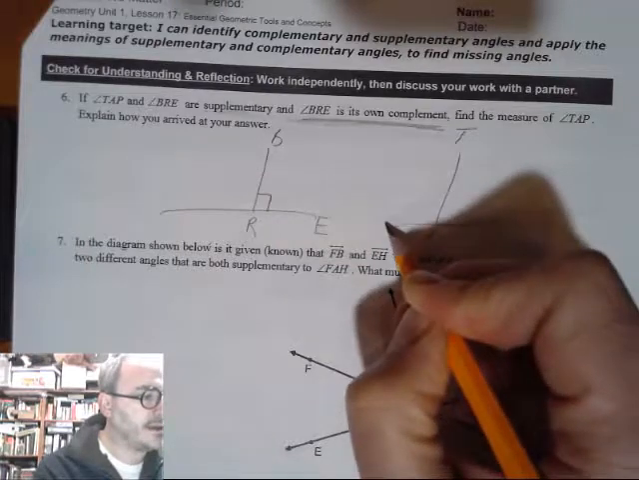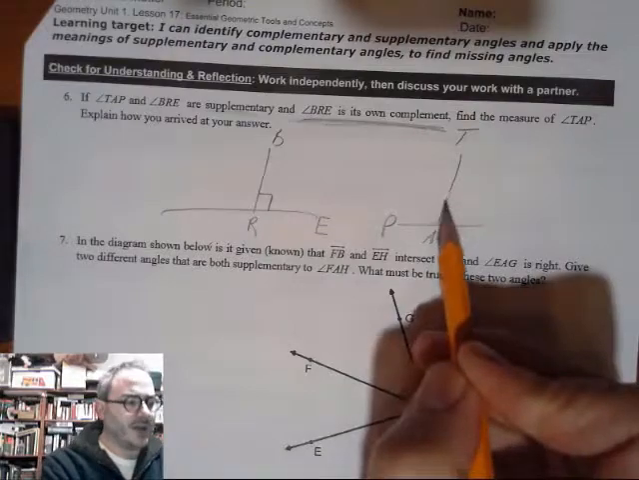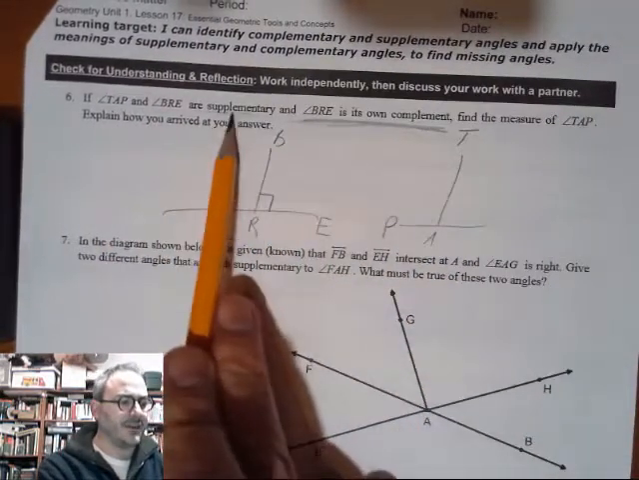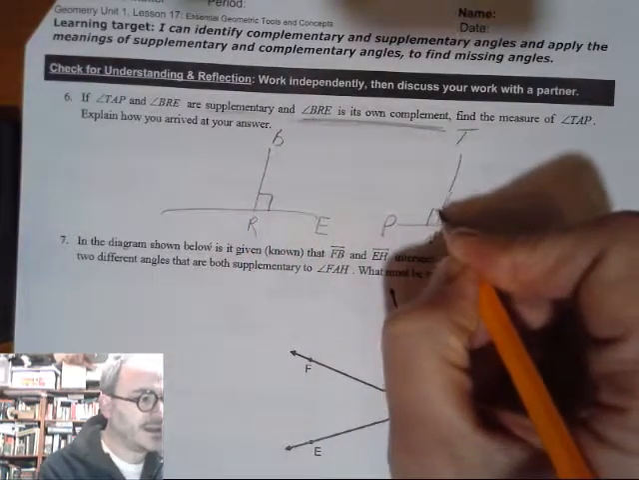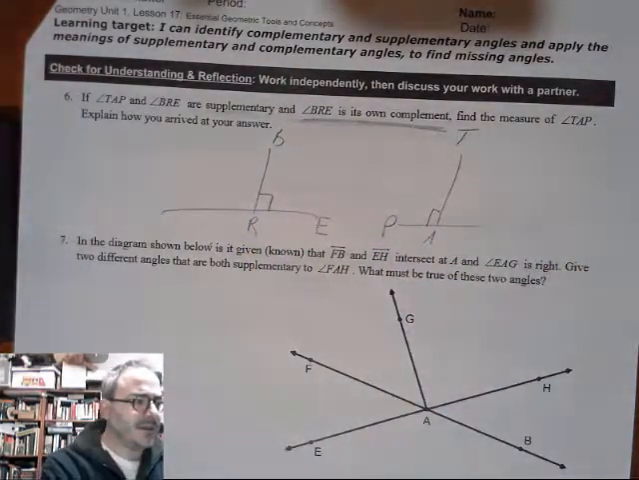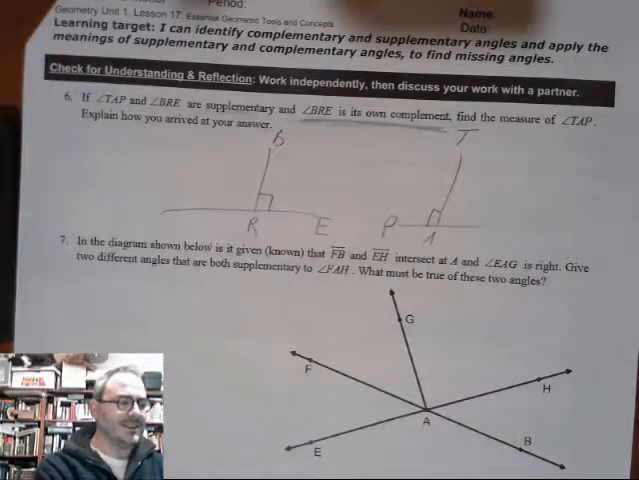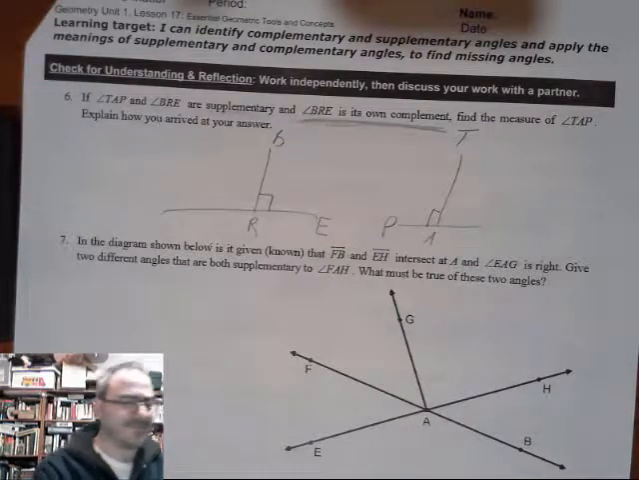TAP and BRE are supplementary. And why did I draw it like this? Because if BRE and TAP are supplementary, BRE is 90 degrees, and I'm thinking that TAP is 90 degrees. Find the measure of TAP and explain how you arrived at the outcome. Well, I've kind of done this one for you by just setting it up, but I'll let you answer it.